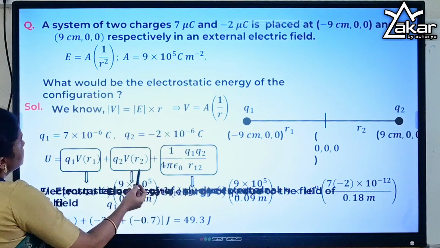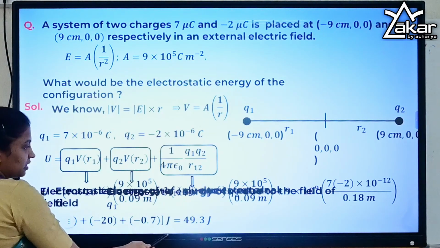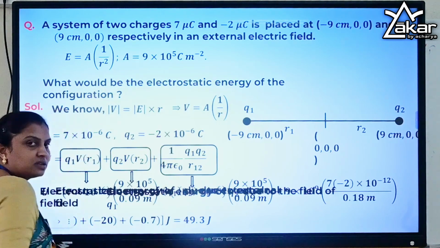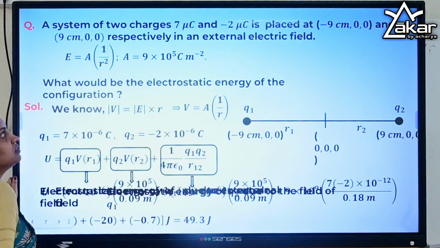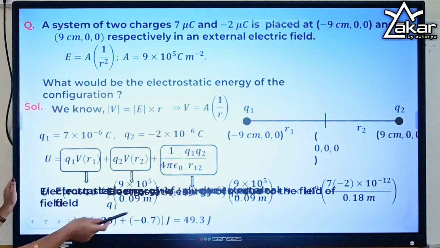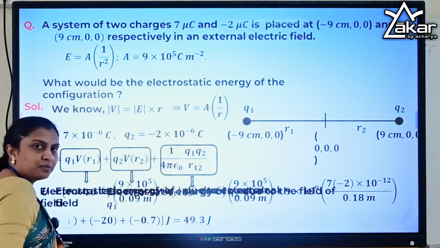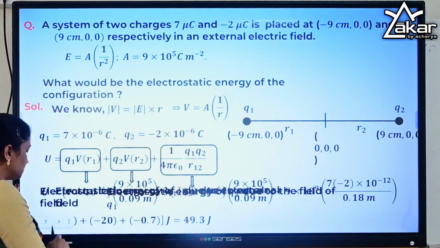For this potential you can apply this formula, and you will get the final answer, 49.3 joules. Just take the formula, apply whatever values they have given, and solve it. You will get 49.3 joules.